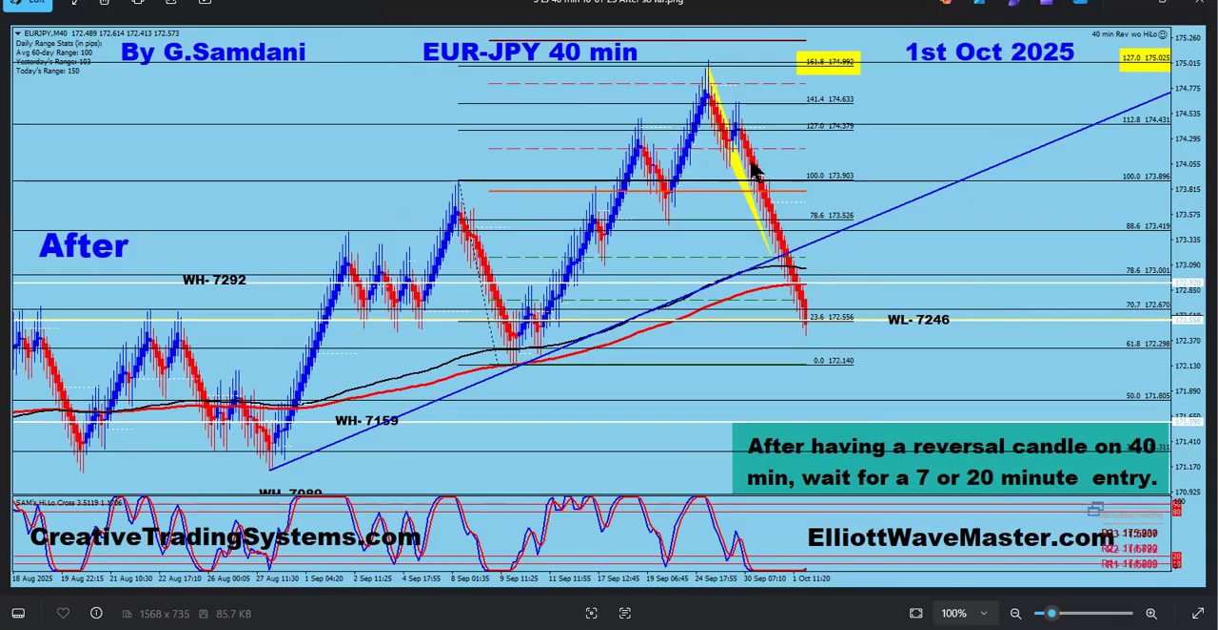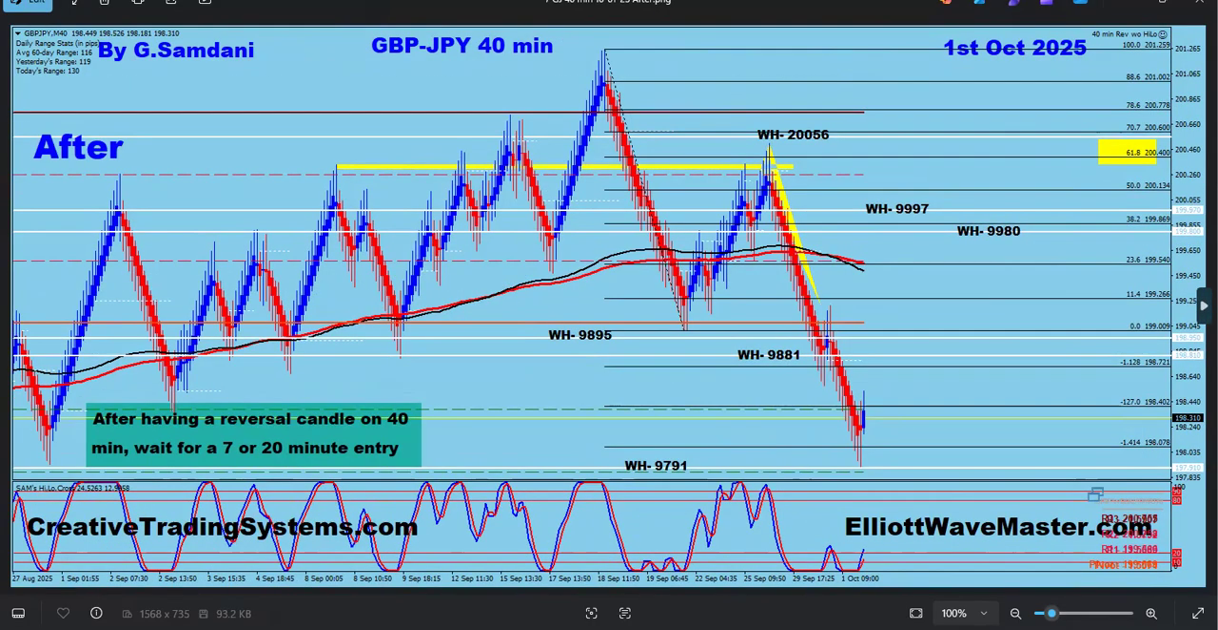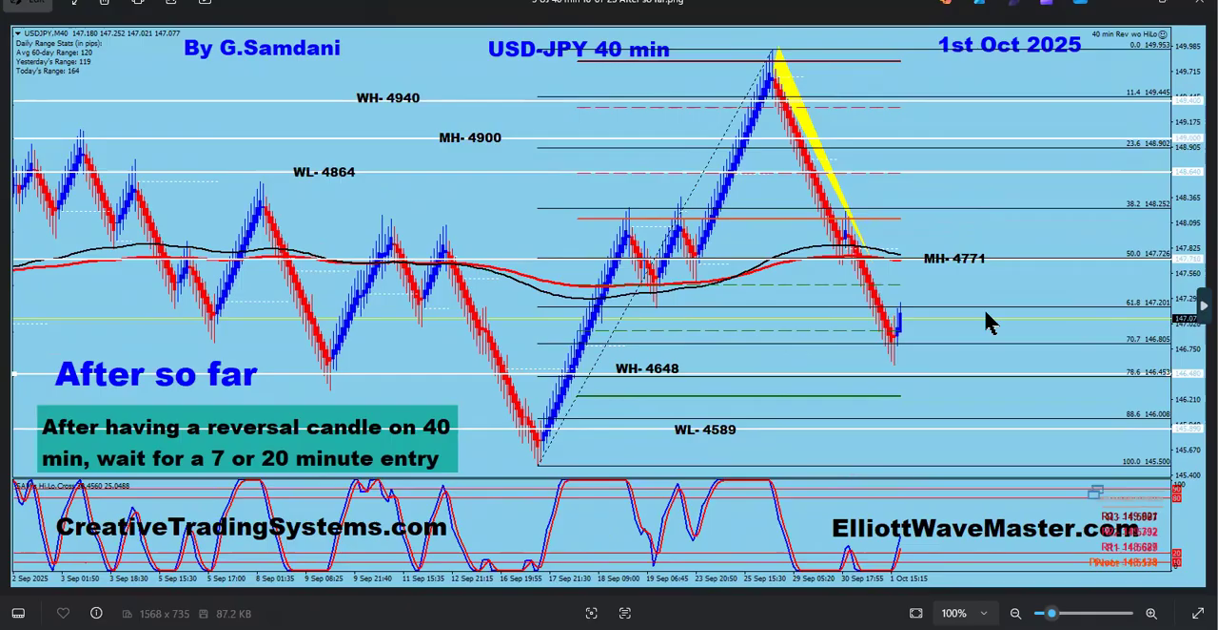So from here to here, it will give you several entries, but the first entry you can take from the 7-minute. The second entry from the 7 is a little dangerous. You can take it sometimes, but usually you will get the second entry from the 20-minute chart. That's what I said. Now let me show you the USD Yen also.